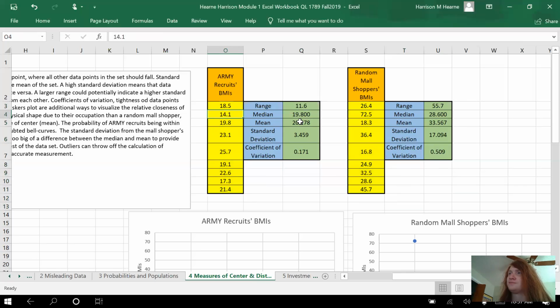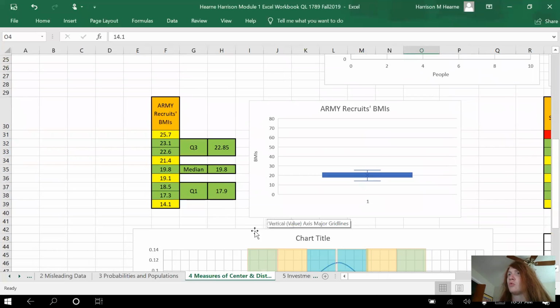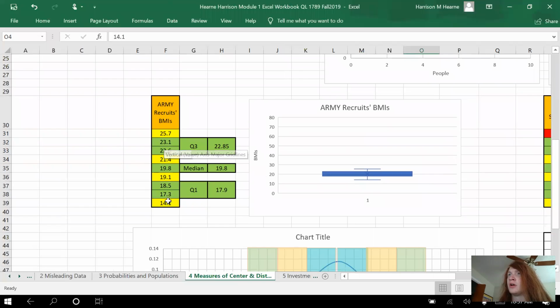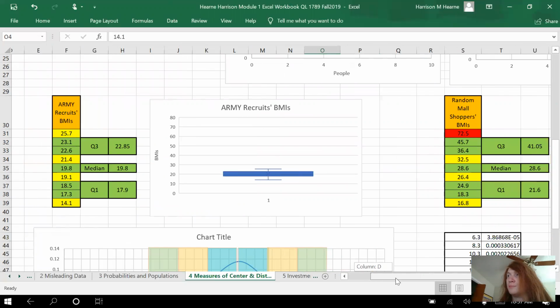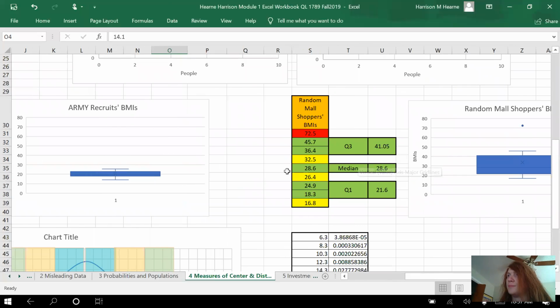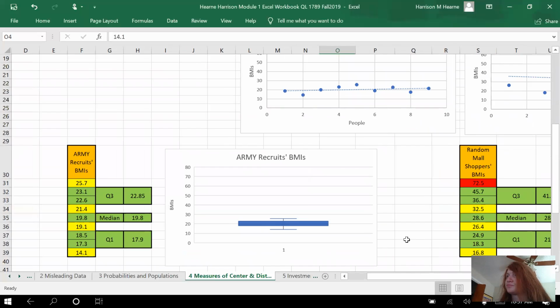The median is the number that is in the middle of the data set. So if we took this data set and arranged it in numerical order, which down here, you can see that I've arranged it in a nice numerical order in this chart. The median of this data set is 19.8. So that's the middle value, or the median value. And the median value for the random mall shoppers is 28.6.